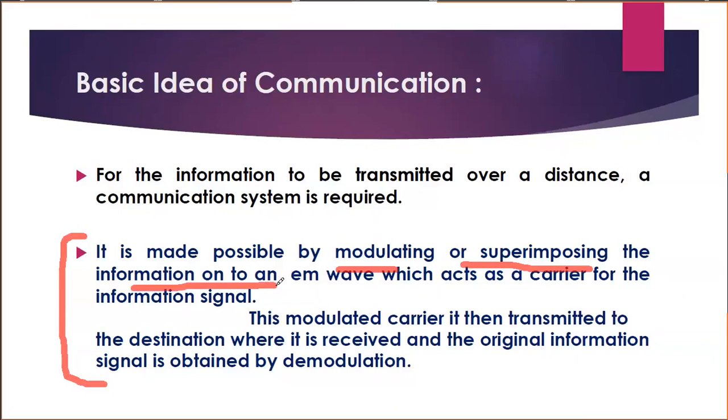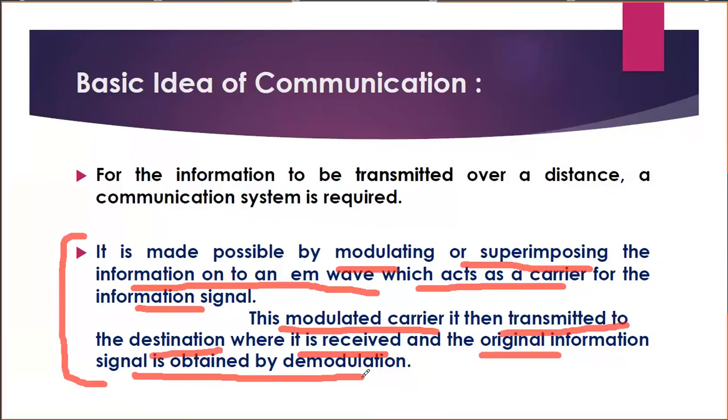the information on the electromagnetic wave, which will act as a carrier. Sometimes people say carrier wave also, because that is carrying your signal. So that is what you require. That means you need to modulate your signal or information onto the carrier wave so that it can carry your signal to the other side. And now this modulated carrier wave is transmitted to the destination, where it is received, and the original information is obtained by demodulation.